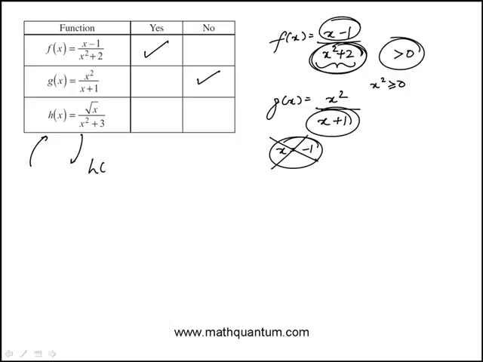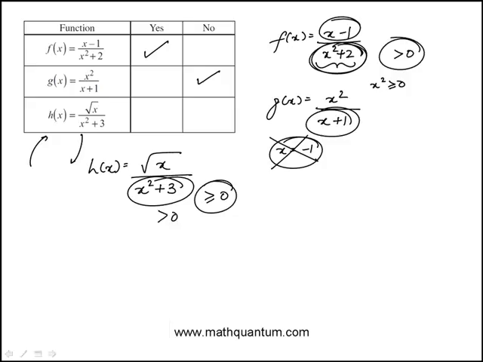And finally, for h of x, here the denominator is okay. This is always greater than or equal to 0. Actually greater than 0, not equal to 0, because this is what would be equal to 0. We're adding 3 to it. So the denominator is fine.